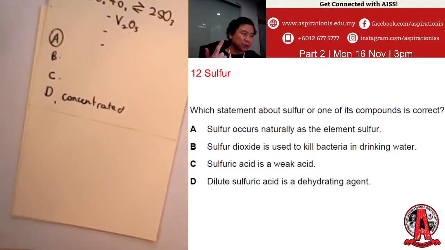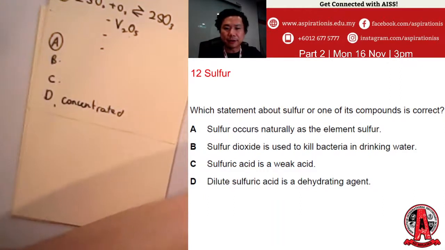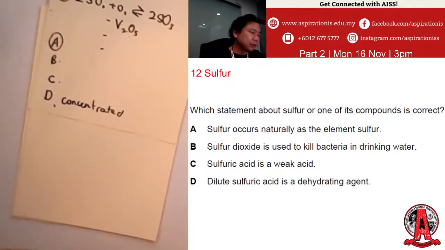Yes, it's used to bleach wood pulp and to act as another use of sulfur dioxide, which is very close to B. Sulfur dioxide kills bacteria, so it acts as a food preservative. I think some time back they used it in your tomato ketchup sachets. So that was what I wanted you to get out of this question.